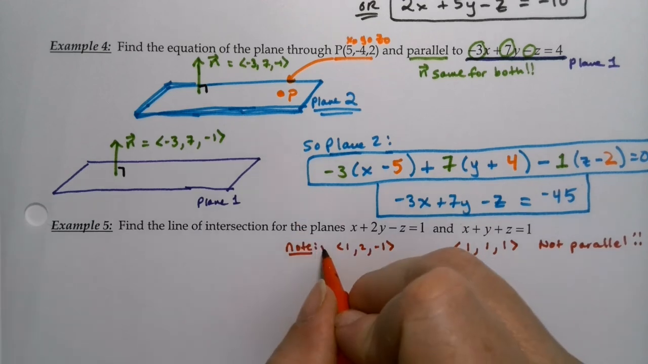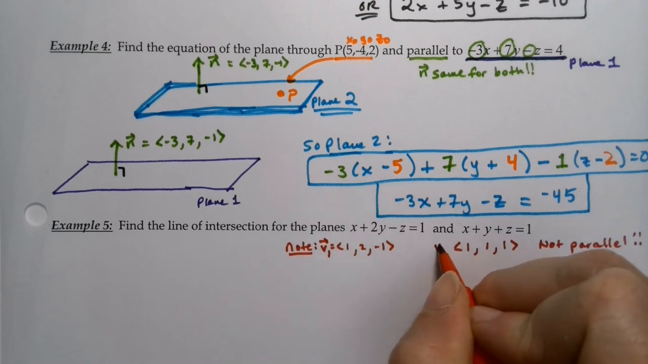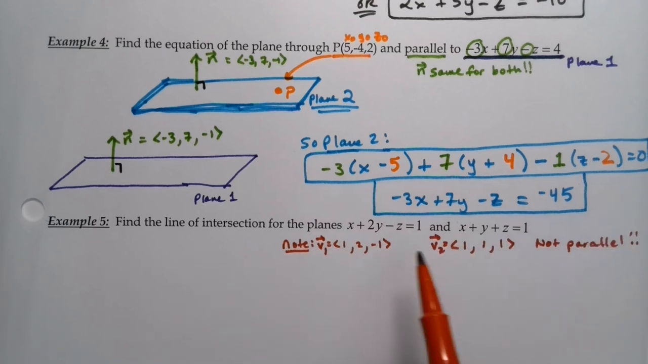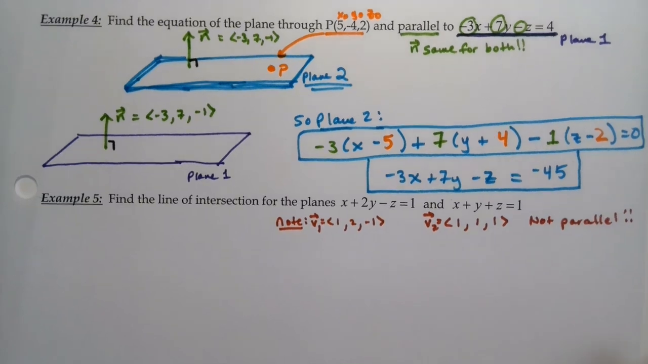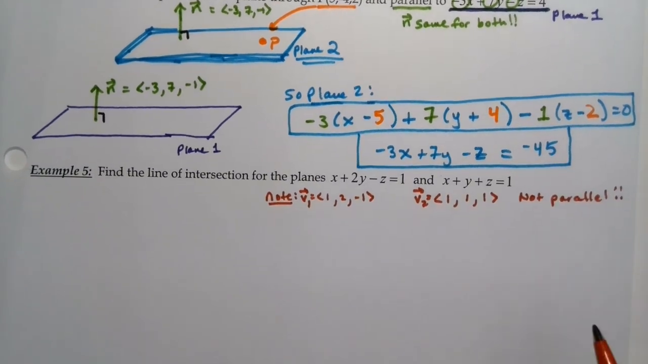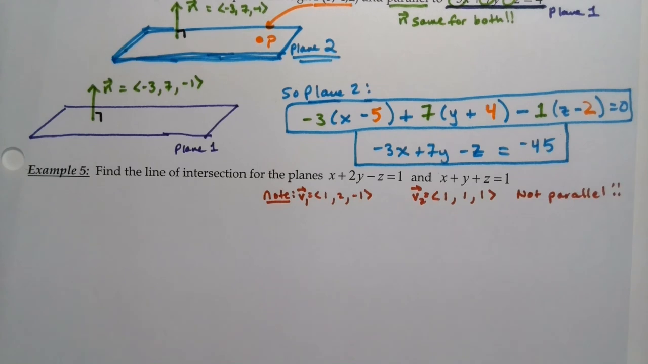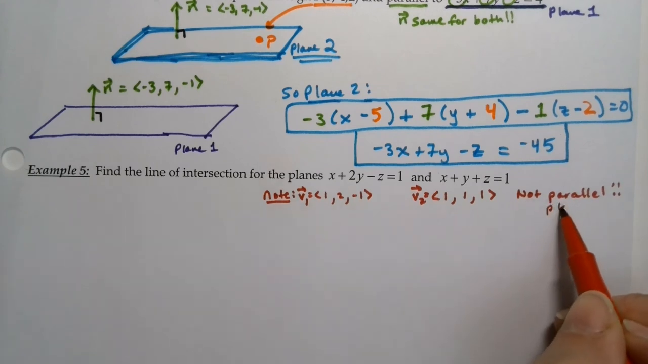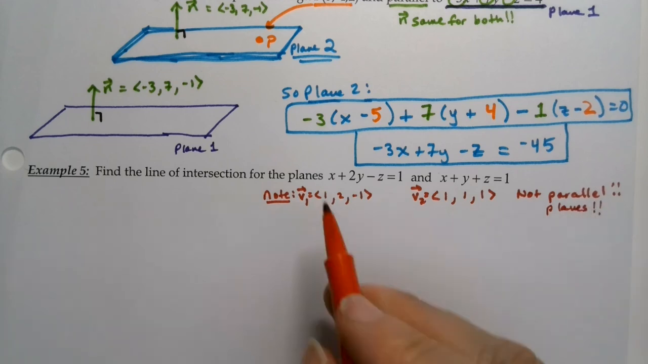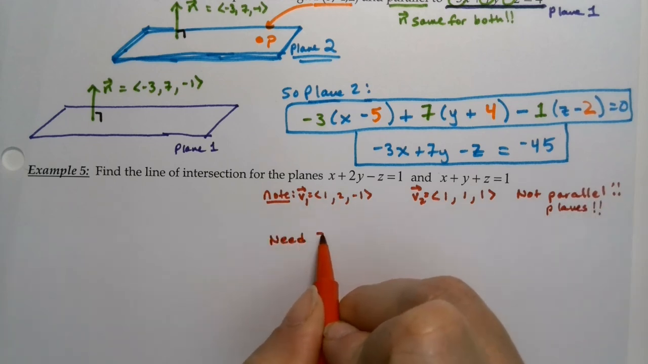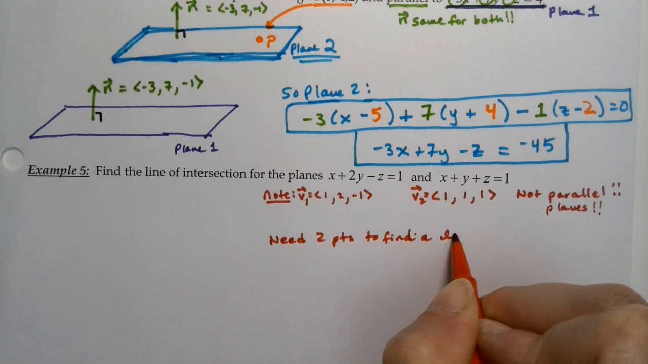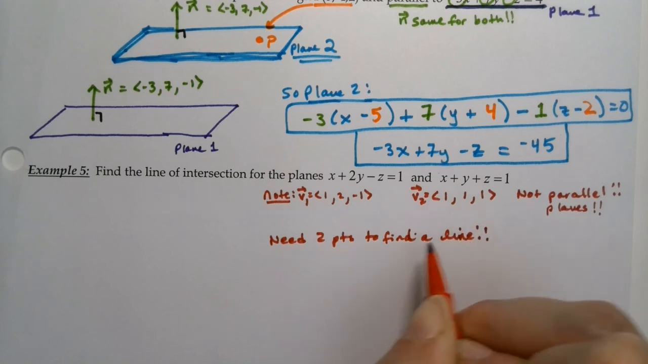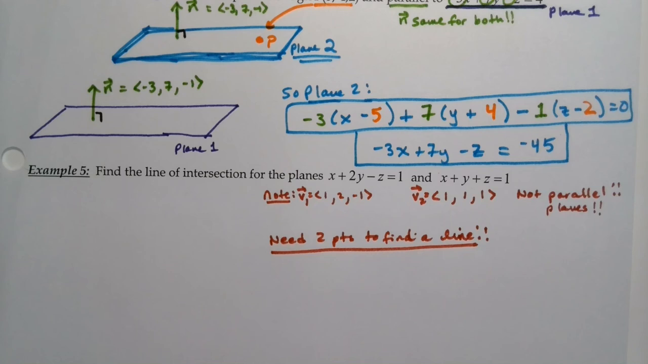If I want to think of this as direction vector 1 and direction vector 2, they're not multiples of each other. These are not parallel planes. All right, so then let's get rid of one of the variables with algebra, right? Because we need 2 points to make a line. So we need to find a couple points so that we can do this. Just a reminder, we need 2 points to find that line.